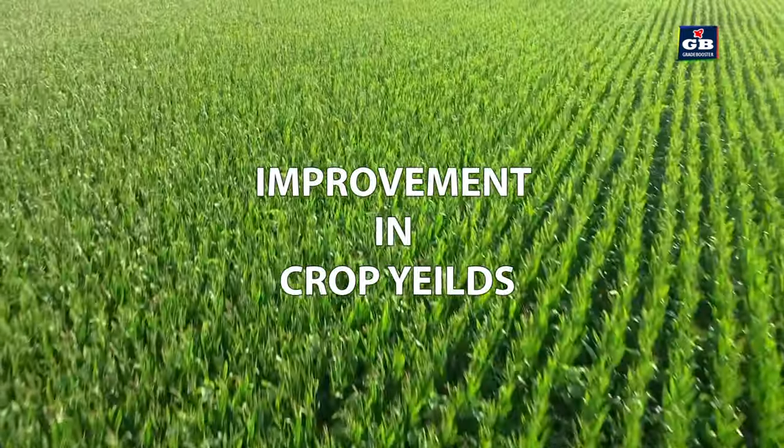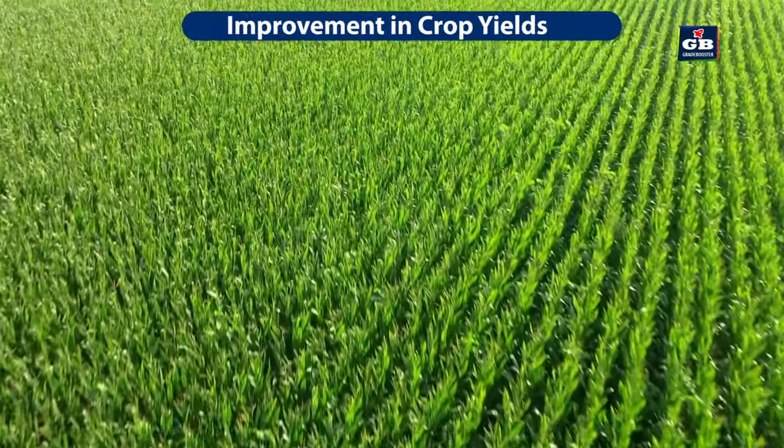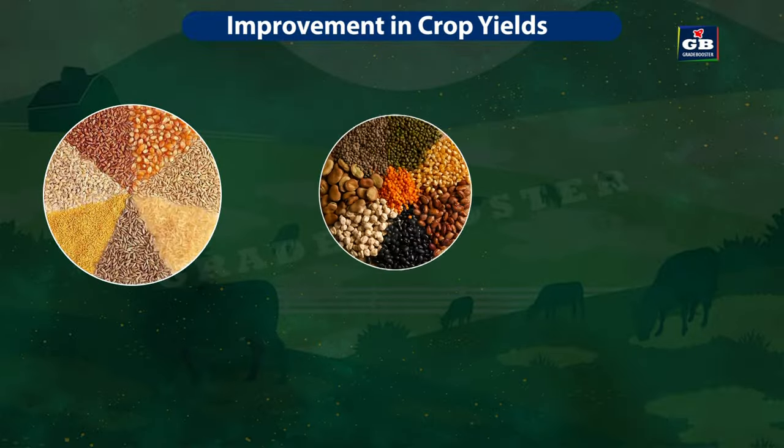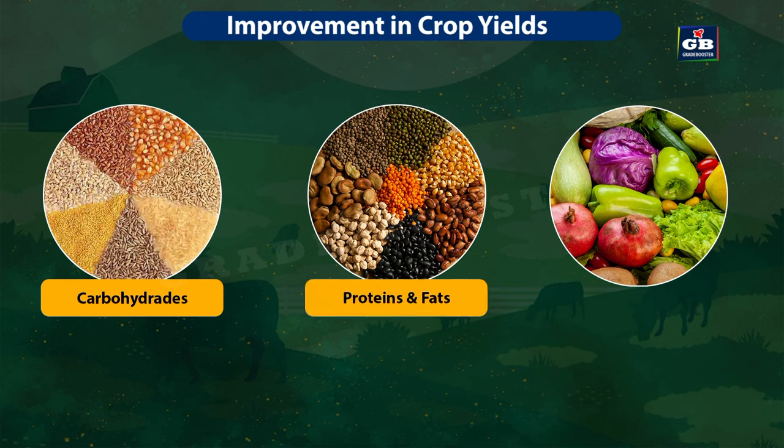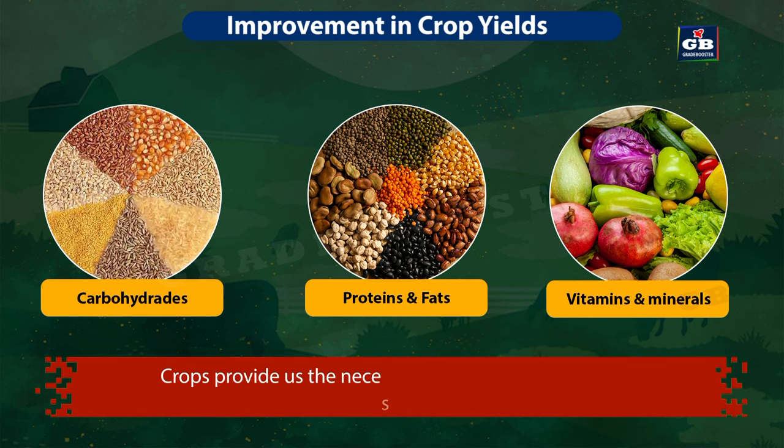Improvement in crop yields. Crops are of different types: cereal crops, pulse crops, vegetable and fruit crops. Cereals provide us carbohydrates for energy requirement. Pulses and nuts provide us with protein. And oil seeds provide us with necessary fats. Vegetables, spices, and fruits provide a range of vitamins and minerals. Crops provide us the necessary materials for our energy and growth requirements.